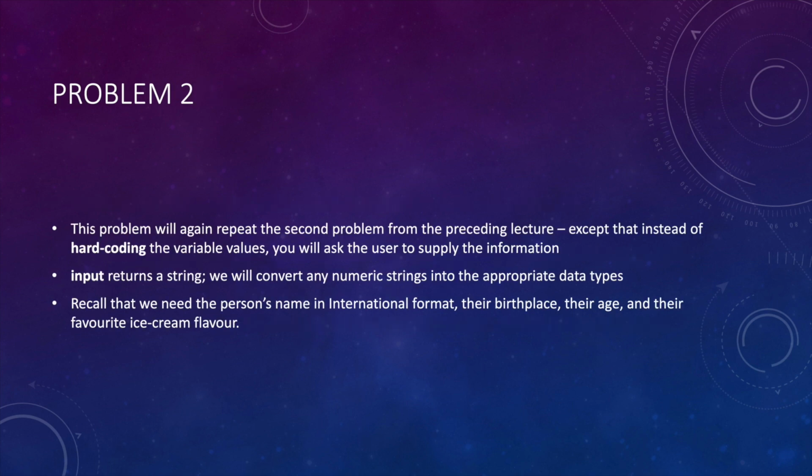Now let's look at our problem again. Same problem as for the first question this time, which is a repeat of that second problem, except that now instead of hard coding the variable values, you're going to ask the user to supply the information for the variables. Recall that input returns a string, so we will need to convert any numeric strings into the appropriate data types to make our code work. And recall that, again, we need the person's name in international format, their birthplace, their age, and their favorite ice cream flavor.